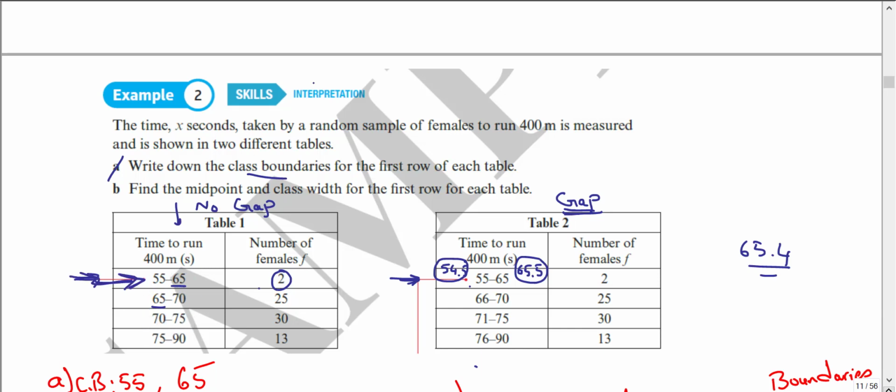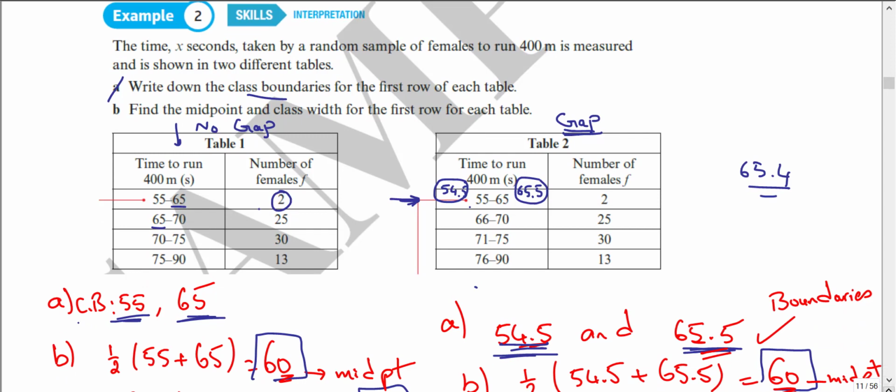So if I ask you what's the class boundaries, you will say 55 to 65. No, not two values as a range. Class boundaries are just two values, 55 and 65. That's it. So you write it this way: class boundaries, 55, comma 65. It means it's just two values.